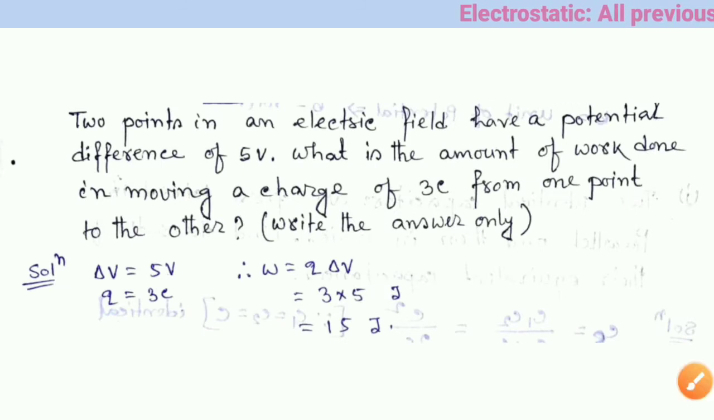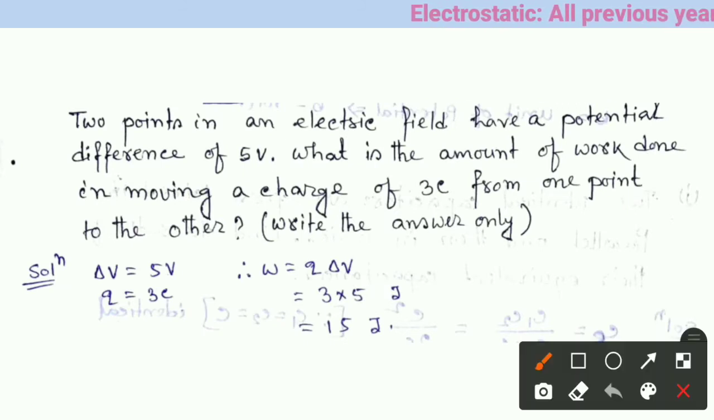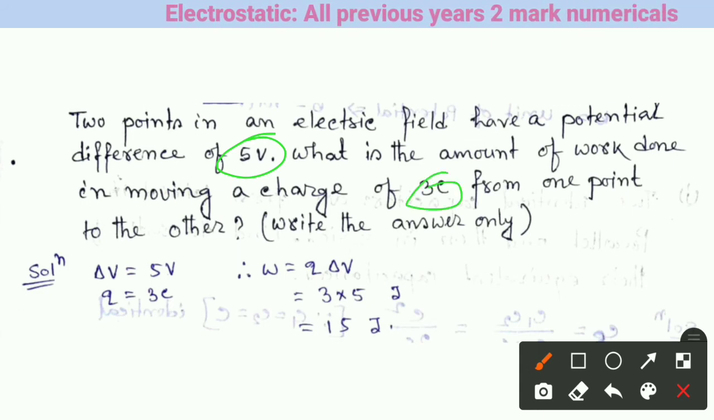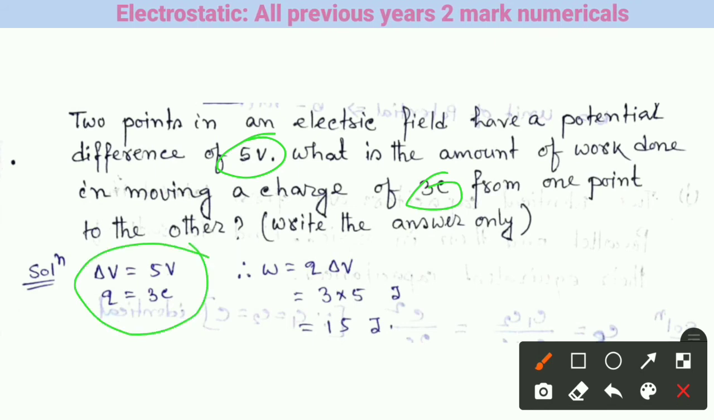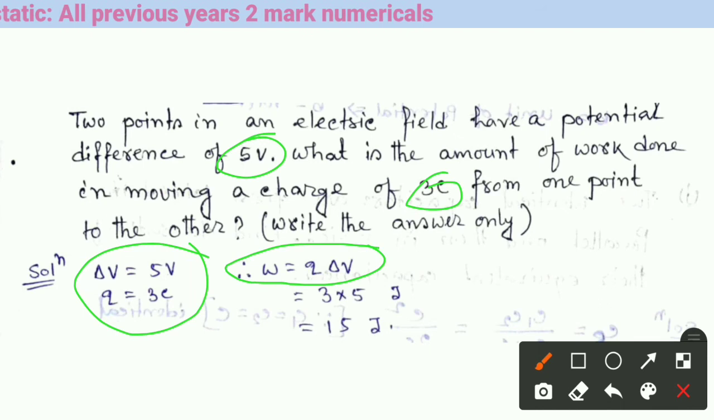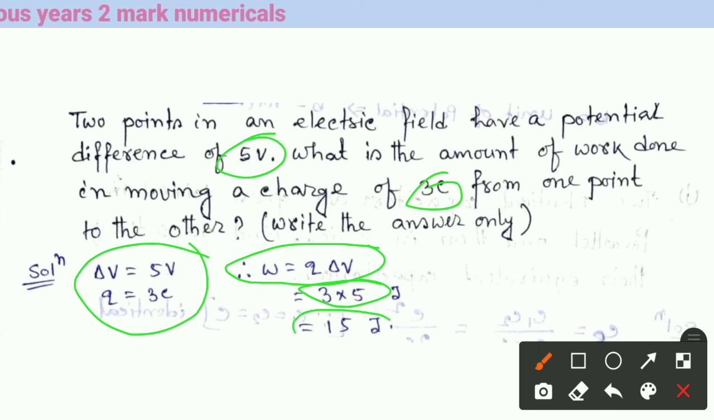Next question is, two points in an electric field have a potential difference of 5 volt. What is the amount of work done in moving a charge of 3 coulomb from one point to the other? So here the change in potential, or potential difference, is 5 volt. q equals 3 coulomb. Now W equals q into delta V. Now q equals 3, delta V equals 5. So 3 into 5 joule. So it is 15 joule.